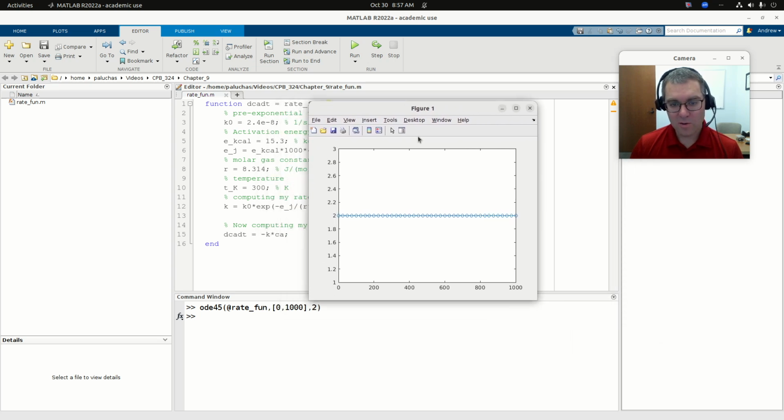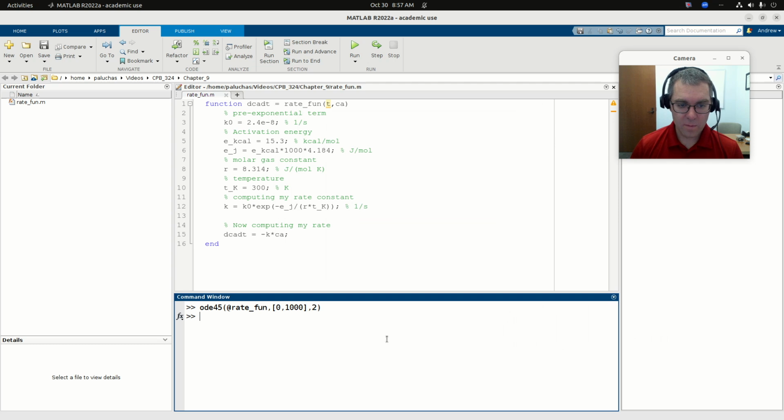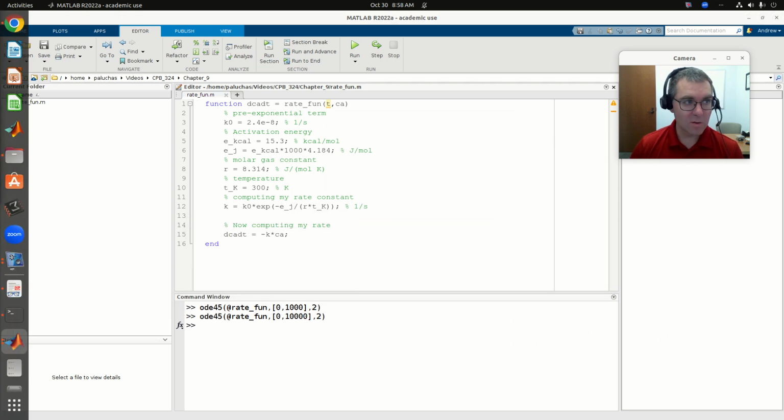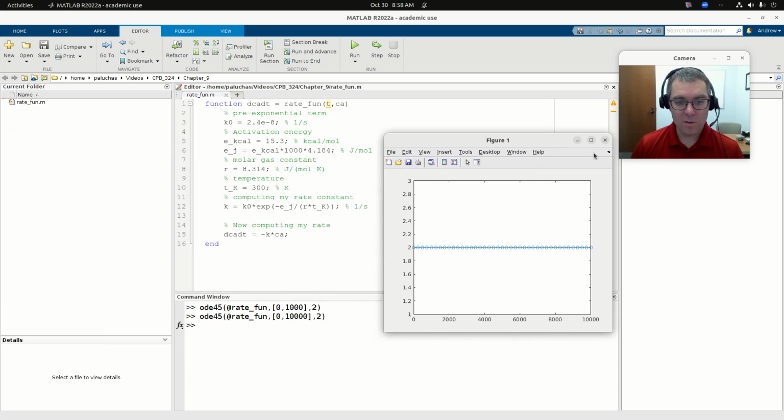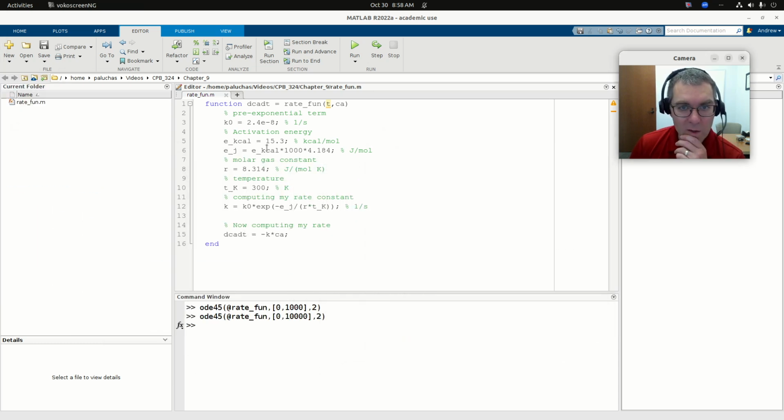Oh man, looks like it's just stuck at 2. That doesn't look too cool. Let me put another 0 and see if it still doesn't change. Okay, still not changing. So I've got something wrong here.